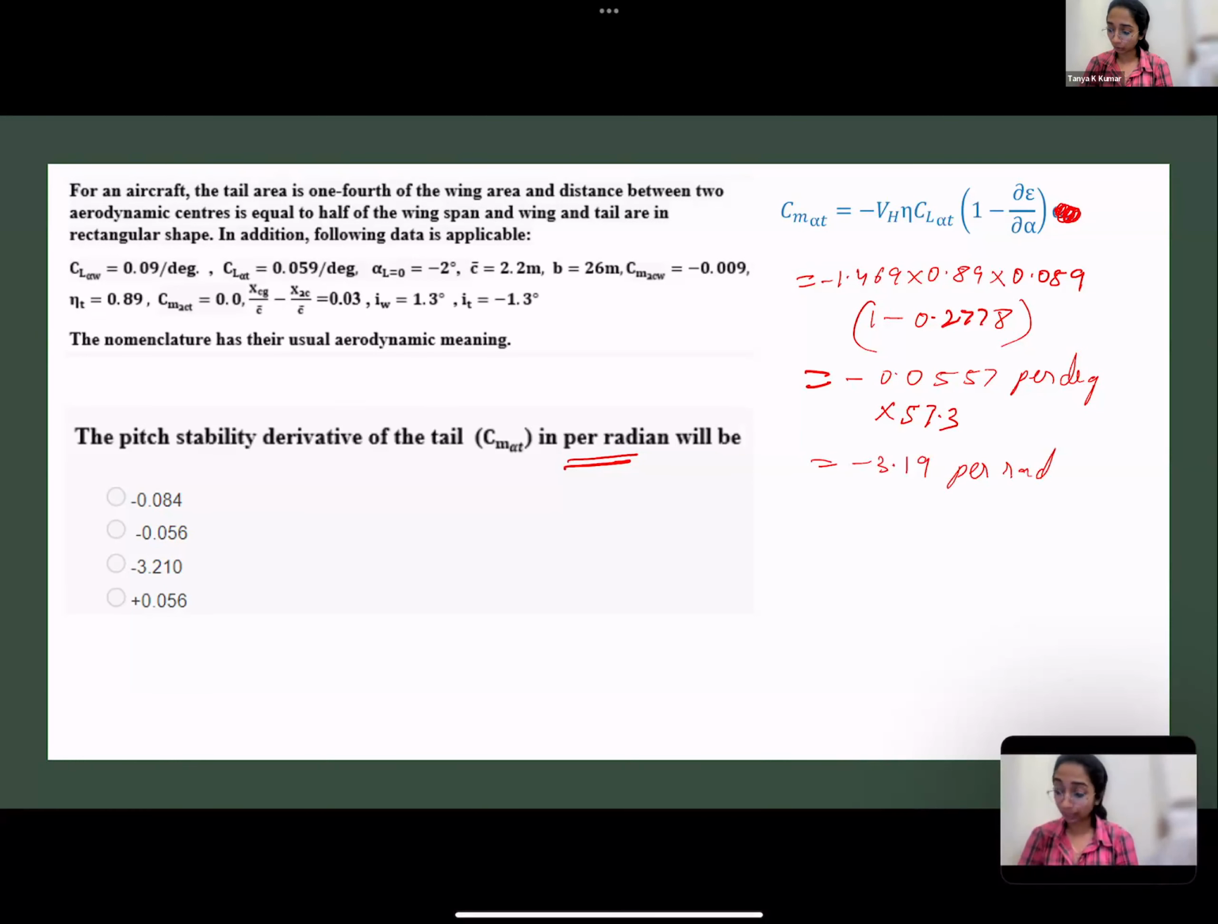It's in per radians, okay? I think your answer is yes. Yes, you must never forget the sign. That is very important here. Look at the options. They have a combination of the signs. So now that your answer is minus 3.19, the closest one is here. So is the tail stabilizing or destabilizing? Stabilizing, yes. So your CM alpha contribution of the tail is negative, like we desire it to be. Hence it is stabilizing, correct.